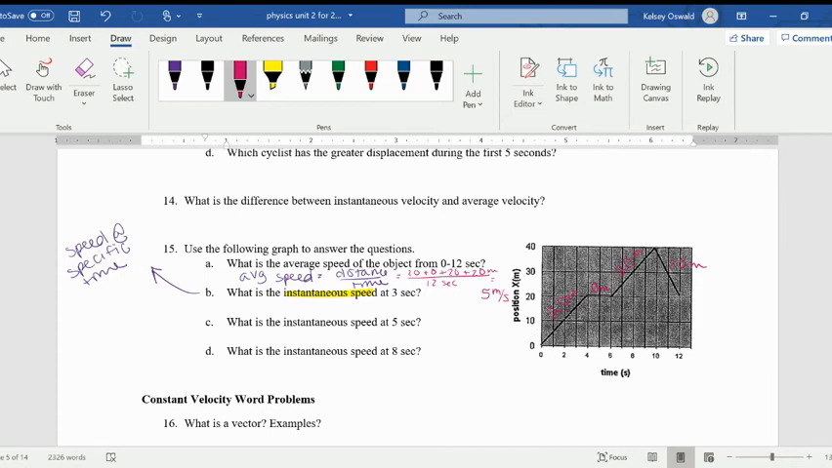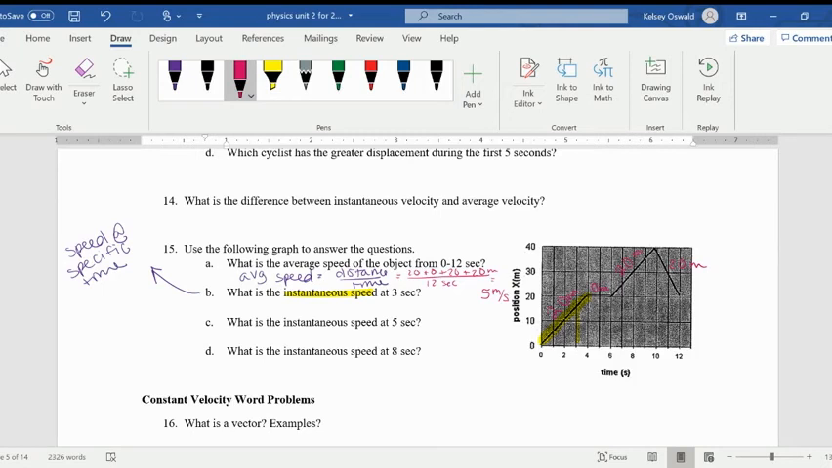However, when we're looking at our instantaneous speed, here, we're just looking at it for 3 seconds. So we're looking at this point right here. So all we care about is how fast our object is traveling at this point. So we know we can find our instantaneous speed by finding the slope of the line that that point is on. Okay, so we are going to find the slope of the line from 0 to 4 seconds, since it includes that 3 seconds.